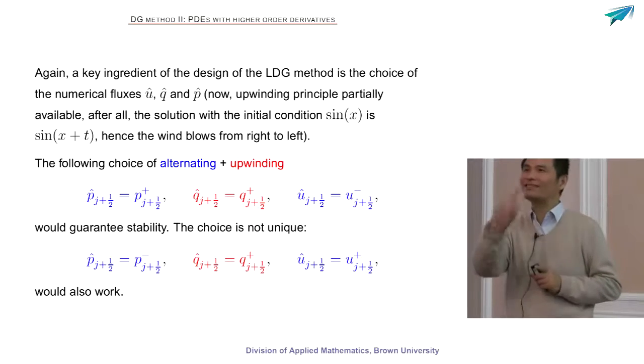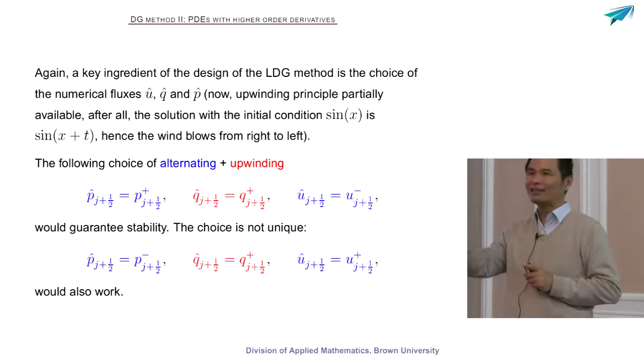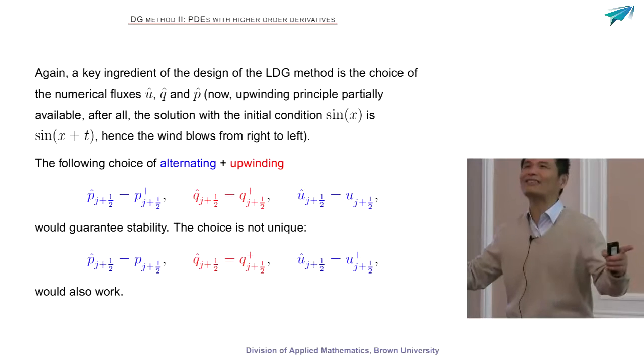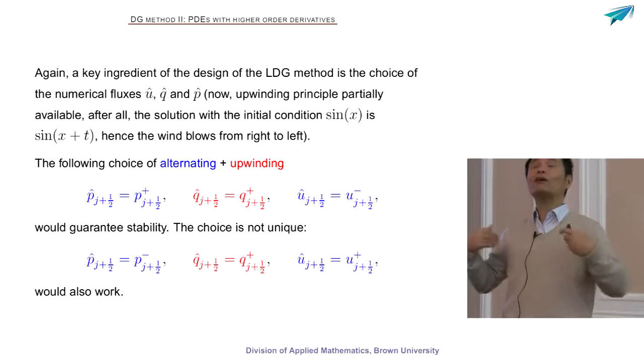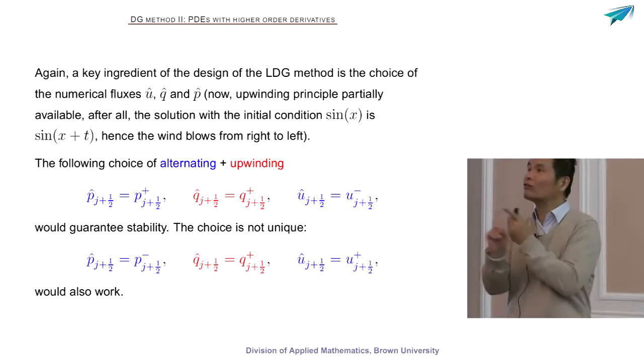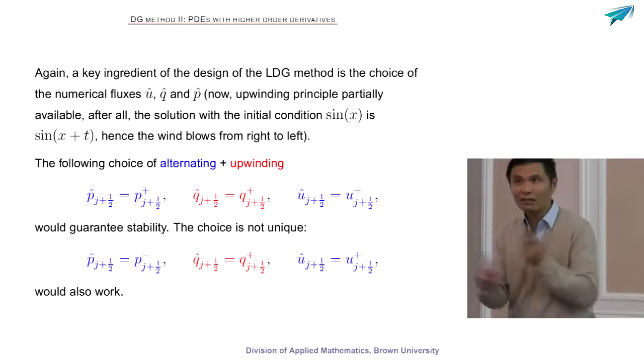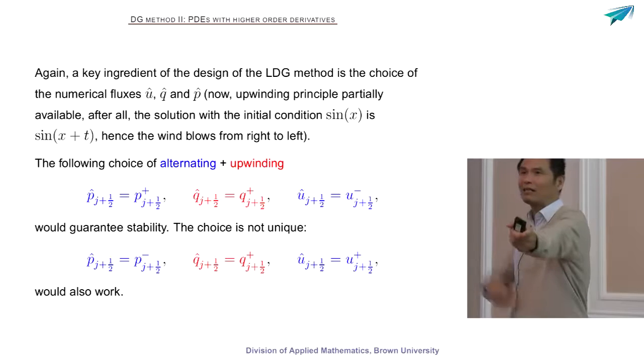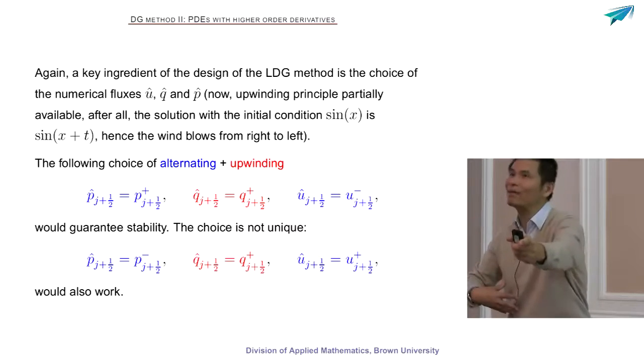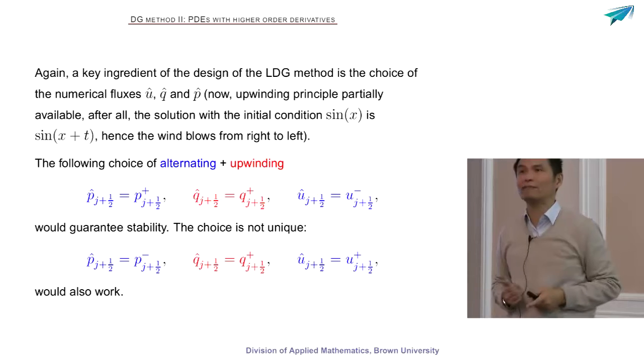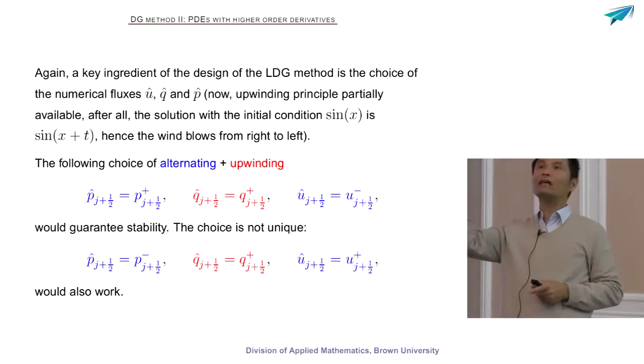u_{j+1} minus 2u_j plus u_{j-1}, divided by h squared. So from this point of view, the alternating flux choice is symmetric, is central, right? Because I use you once, I use myself once, I eliminate myself, so everything becomes symmetric. So these are two guiding principles.